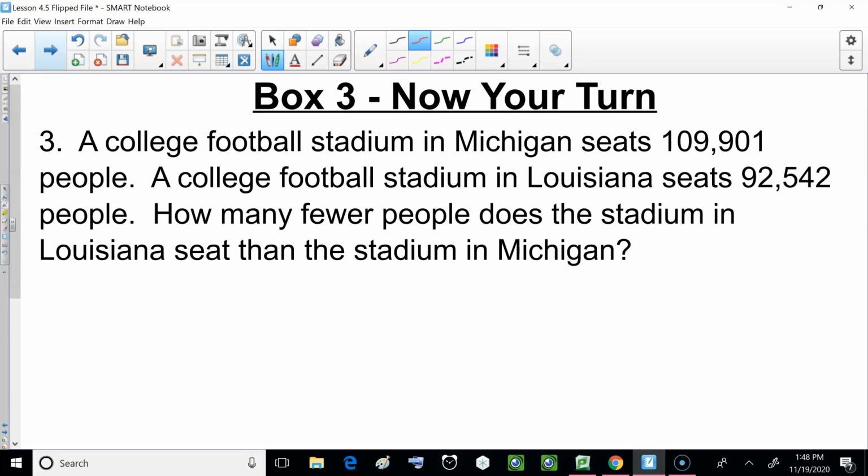And we have box 3. A college football stadium in Michigan seats 109,901 people in a normal year. A college football stadium in Louisiana seats 92,542 people. How many fewer people does the stadium in Louisiana seat than the stadium in Michigan? So you can pause the video right now. Good luck.